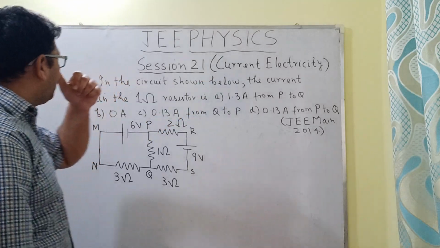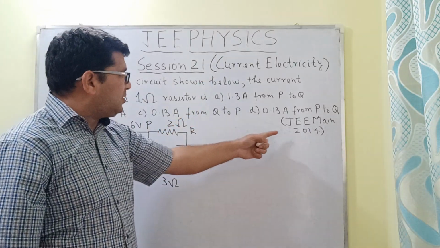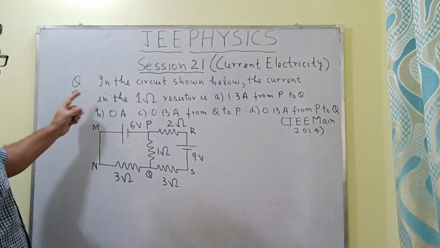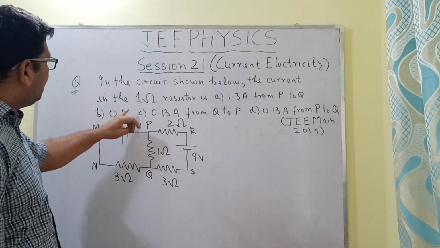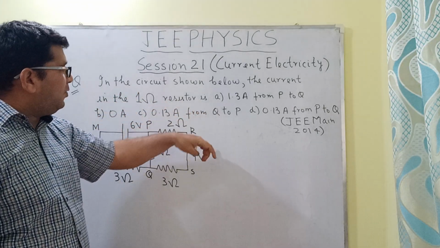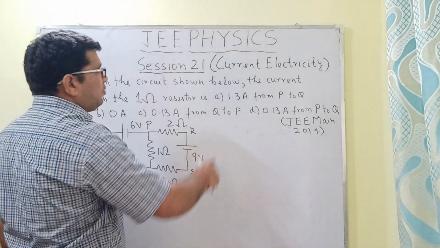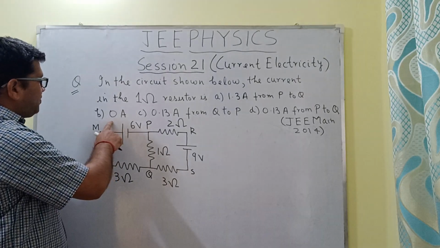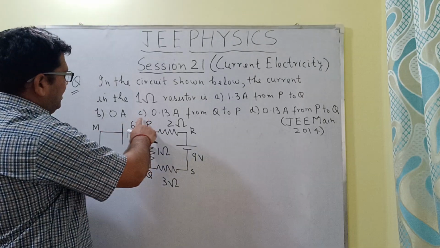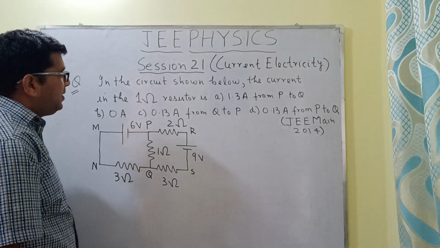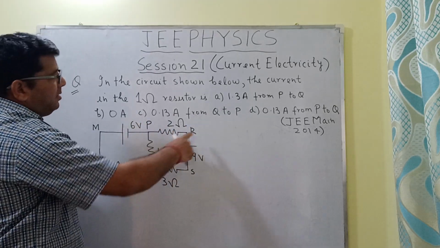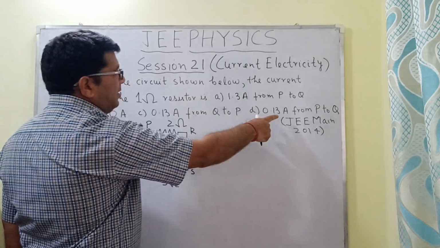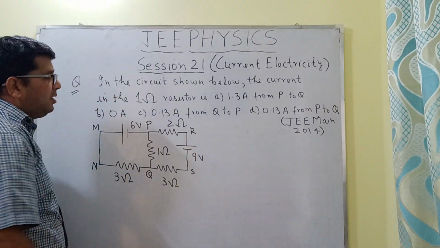The chapter is current electricity, and I have taken this question which was asked in the JEE Mains examination in 2014. The question is: in the circuit shown below, the current in the 1 ohm resistor is. There are four options here. The first option is 1.3 amps from P to Q. The second option is 0 ampere. The third option is 0.13 ampere from Q to P, and the fourth option is 0.13 ampere from P to Q.